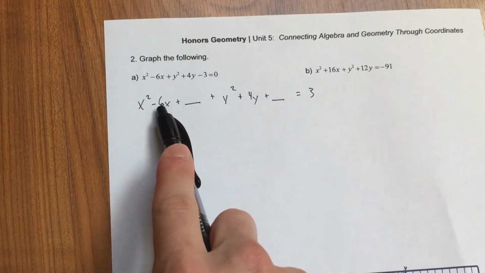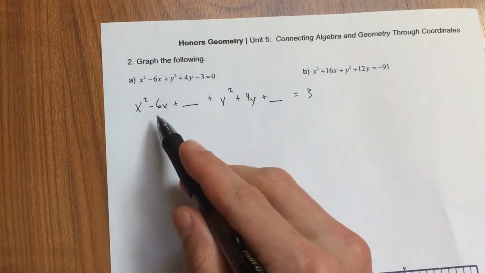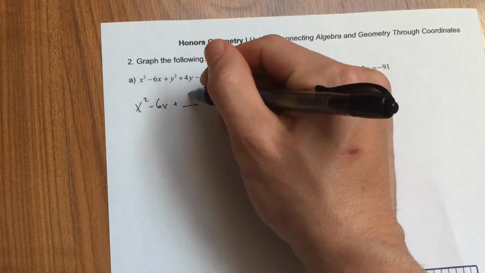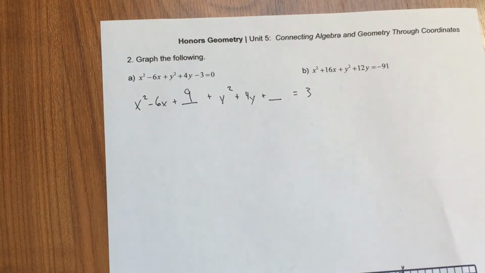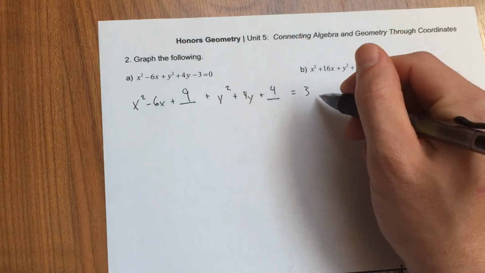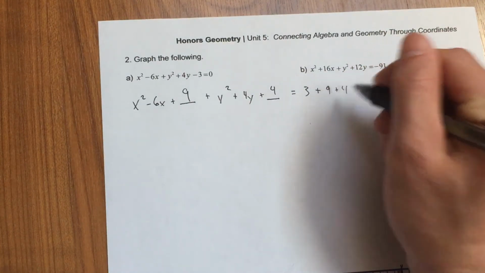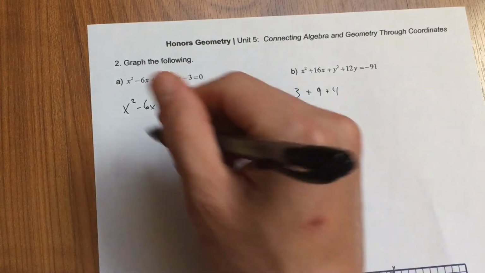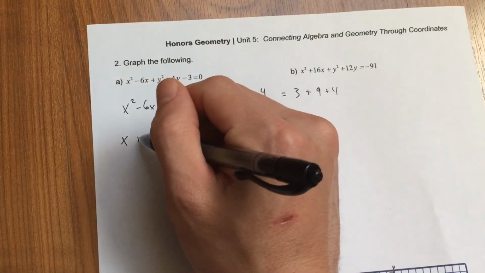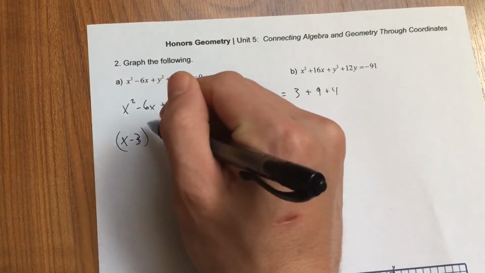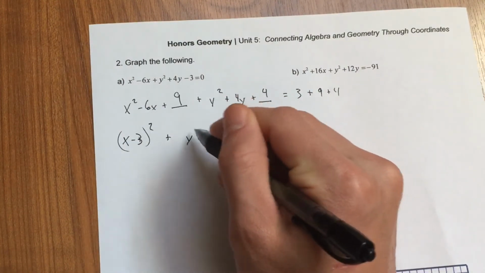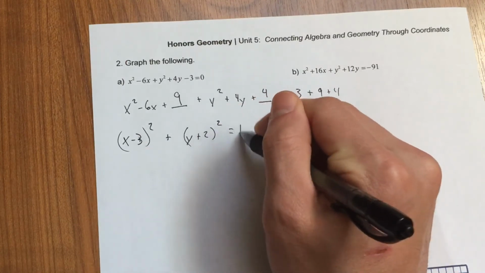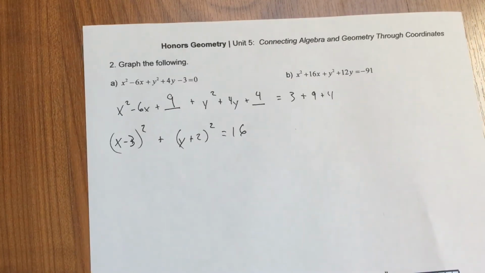Well, I need to take half of my linear term, square it. Half of 6 is 3, or negative 3, and negative 3 squared is 9. Half of 4 is 2, and 2 squared is 4. I'm also adding in that 9 and that 4 to the other side. Now I can rewrite my left-hand side in factored form. And my right-hand side we just simplify by adding 3 plus 9 plus 4.